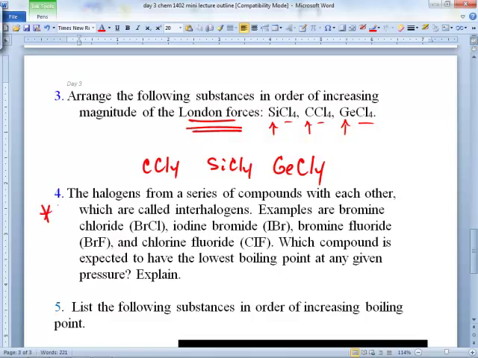How about this one? We have BrCl, IBr, BrF, and ClF. Which compound is expected to have the lowest boiling point out of those four? What's the game plan? What are you supposed to look at? The forces. Identify the type of force. London is always there. But if you can pick out hydrogen bonding or dipole-dipole, you have to go by it because they're just more powerful. Because London's always there and it's just super weak.